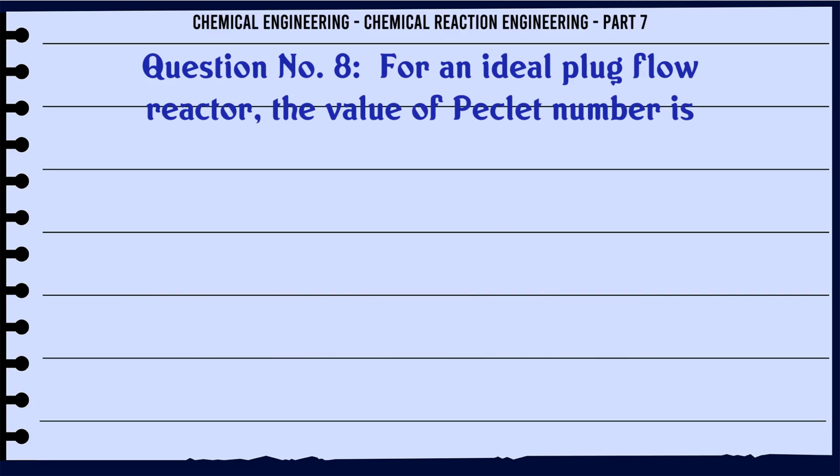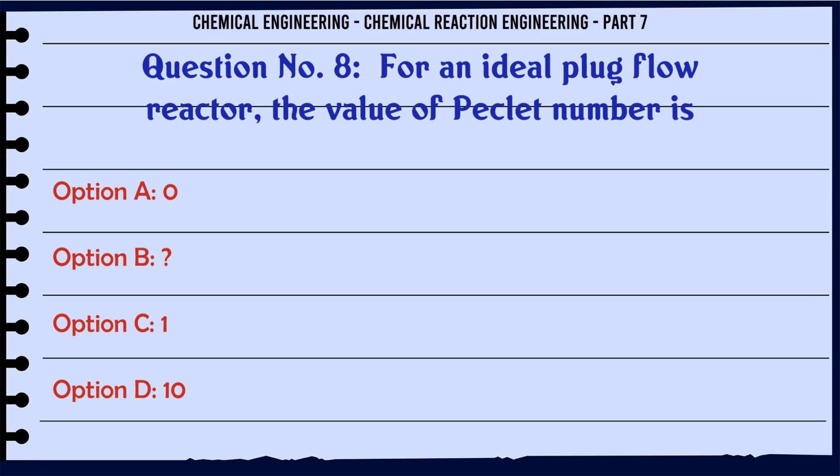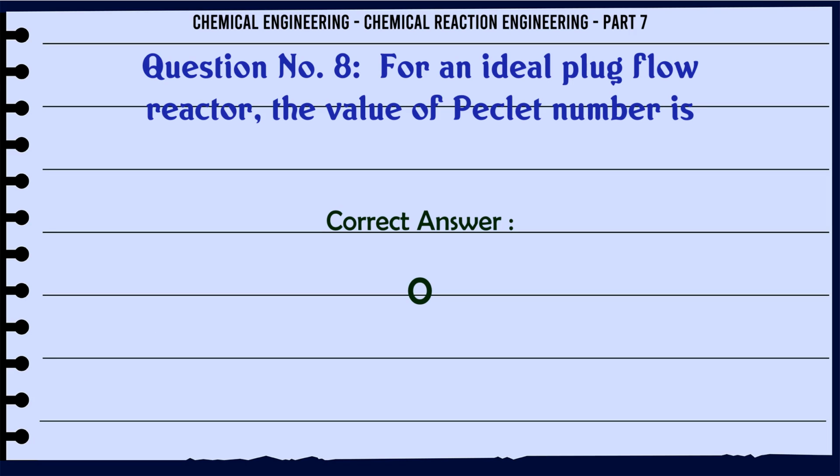For an ideal plug flow reactor, the value of Peclet number is: A. 0. B. ___. C. 1. D. 10. The correct answer is 0.